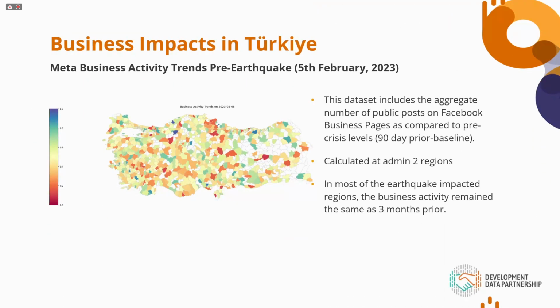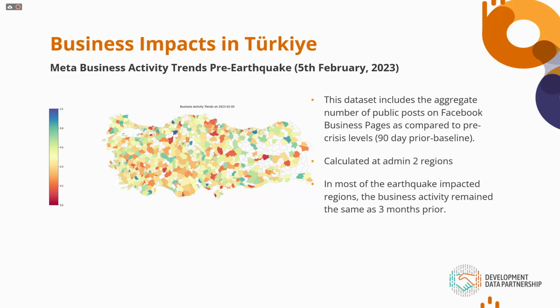Following this, given the team wanted to look at the economic impact, we looked at how business activity changed before and after the earthquake. The dataset we used for this was Meta's business activity trends. This dataset includes an aggregated number of public posts on Facebook business pages and compares it to how that page had posts 90 days prior to the crisis event. And this is calculated at an admin 2 region.